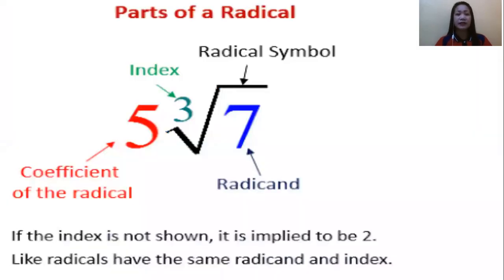Parts of a radical. The radical symbol is the same as the square root sign. The number inside the radical symbol is what we call the radicand. The number outside of the radical symbol is what we call the index. And the number before the radical symbol is the numerical coefficient of the radical.